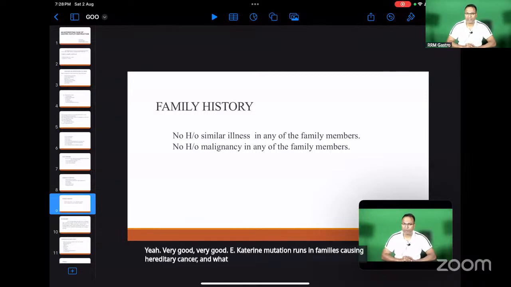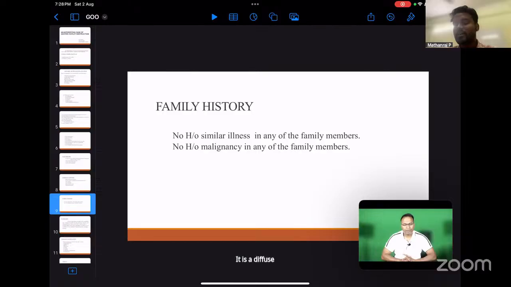cancer, and what type of cancer is it? It is a diffuse type of gastric cancer according to Lauren classification. Yes, very good. It is a diffuse gastric cancer.